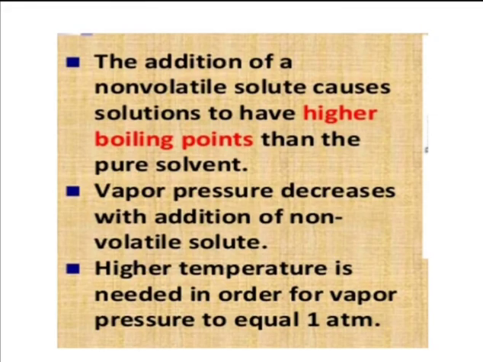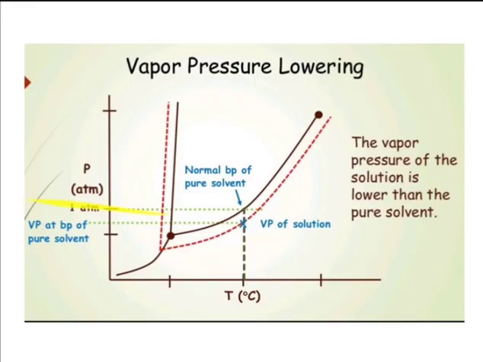When a non-volatile solute is added, it causes a higher boiling point than the pure solvent. Vapor pressure decreases after addition of the non-volatile solute, and a higher temperature is required for the vapor pressure to become equal to the atmospheric pressure of 1 atmosphere.